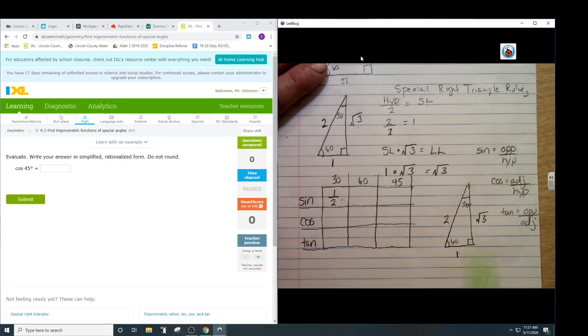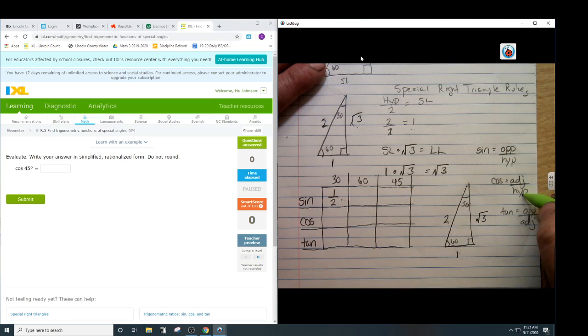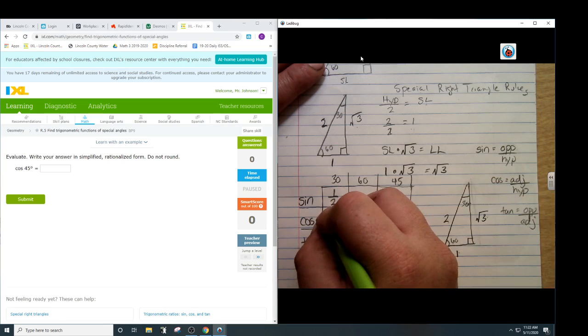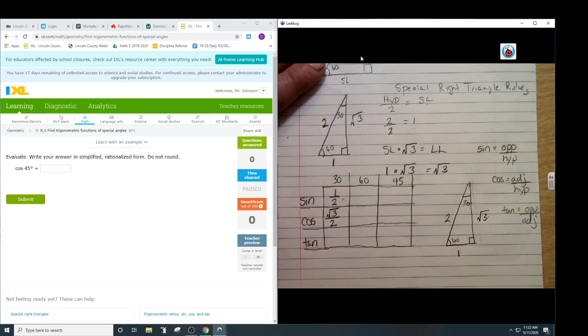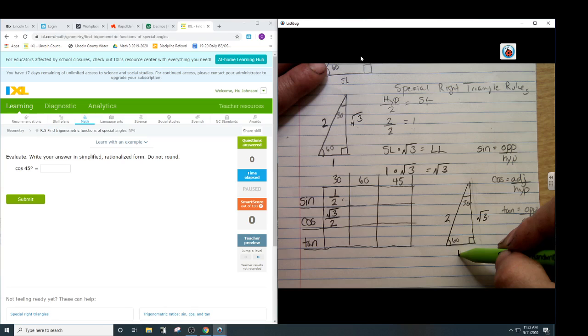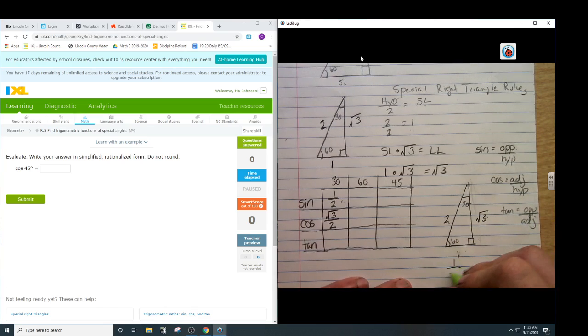Cosine. Cosine is adjacent over hypotenuse. Cosine is this side. This is the 30. This is the hypotenuse. So it's this adjacent, right here, adjacent over hypotenuse. And then our tan of 30 is opposite over adjacent. Remember this ratio right here? Opposite over adjacent. Well, that's going to be 1 over the square root of 3.